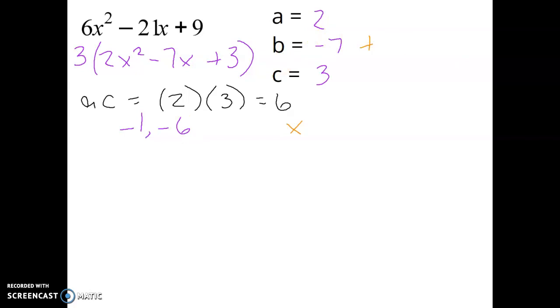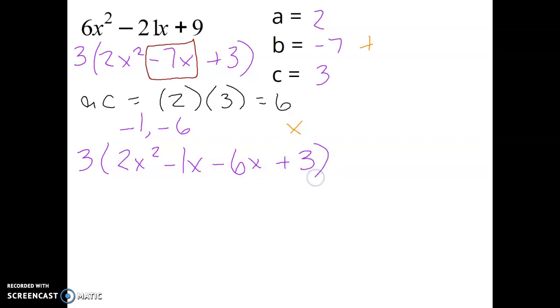Okay, so I'm going to come back into my quadratic here, and I'm going to replace this one in the middle. Everything else is going to stay exactly the same. So my 3 that's on the outside stays the same. My ax squared stays the same, but my bx in the middle changes to negative 1x and negative 6x, and then my c that's on the end stays the same. Okay, now I'm going to cut it in half. So I'll cut it in half right here. And let's factor out our GCF.